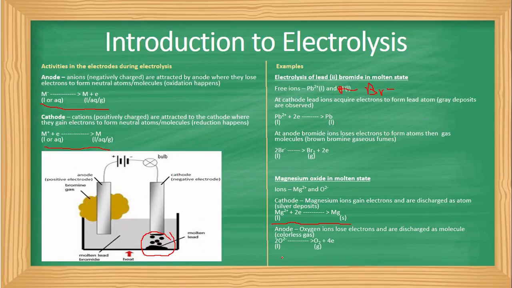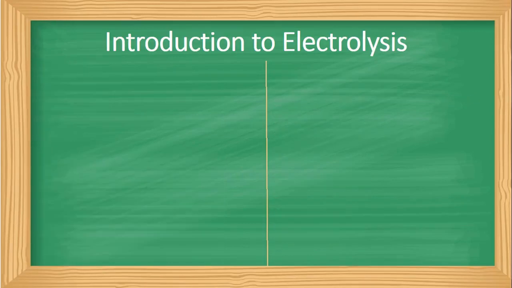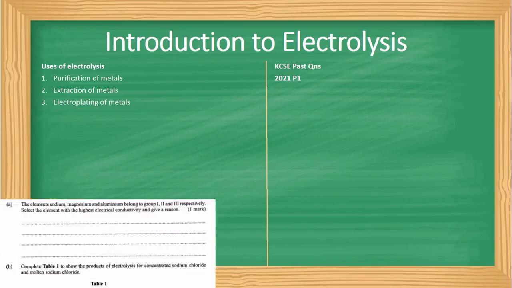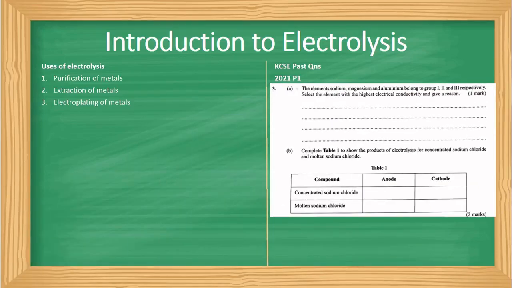I hope now it is very clear, and every one of us can now understand and easily deal with any questions that come in electrolysis. Uses of electrolysis: 1. Purification of metals, 2. Extraction of metals, and 3. Electroplating of metals. So that's all in this topic, and so many questions are asked in KCSE and other exams.